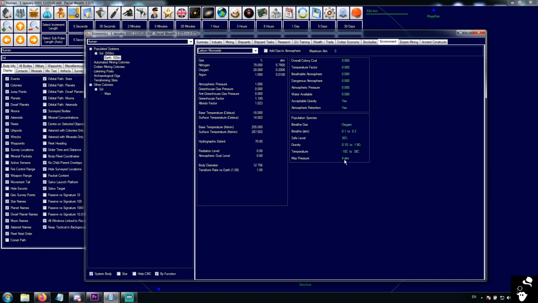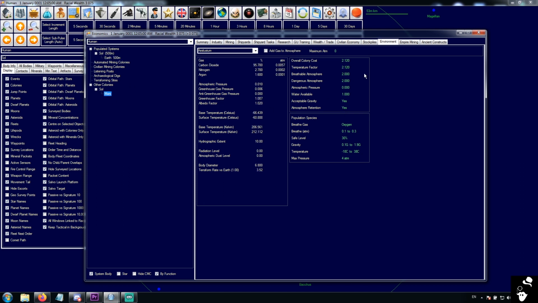Acceptable gravity is a yes or a no, if the gravity is within your acceptable limits. And atmosphere retention, well, certain bodies are just so small that they are incapable of holding an atmosphere. So this is where you can see whether that is going to be an issue. If it's not capable of retaining an atmosphere, you're going to need permanent terraforming on the planet.